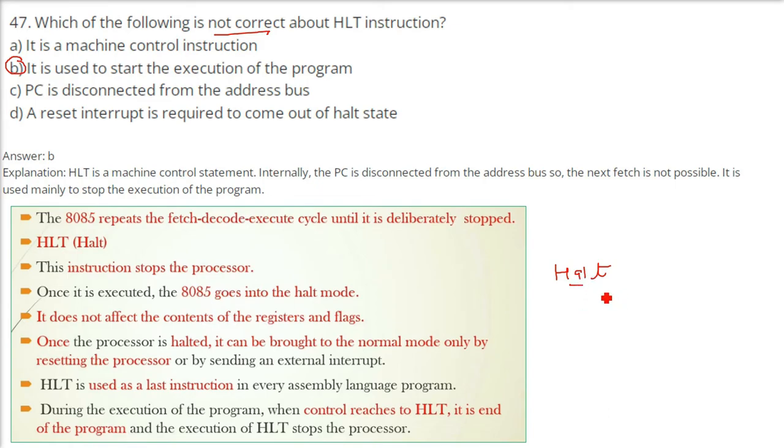Internally, the PC is disconnected from the address bus, so the next fetch won't be possible. So it is used mainly to stop the execution of the program. It does not affect the content of the registers and flags. Once the processor is halted, it can be brought to normal mode only by resetting the processor. So halt is used as the last instruction in every assembly language program. The 8085 repeats the fetch, decode, execute cycle until it is deliberately stopped, which is done by halt. HLT is the option.